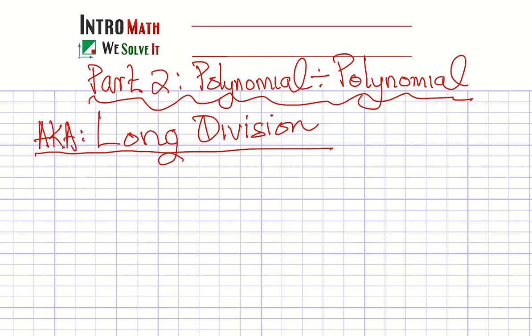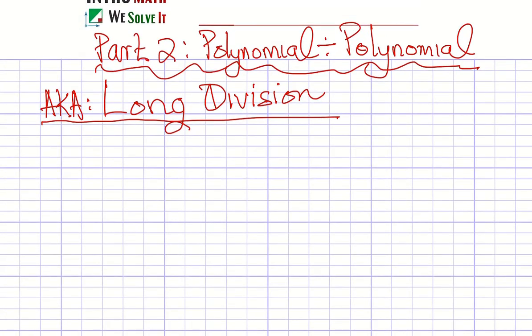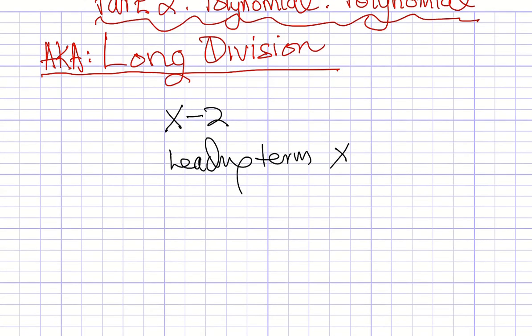Don't forget, if you have a polynomial like this, x minus 2, this is an example. This is a linear polynomial. What is the leading term? The leading term there, you remember we talked about it, the leading term is x. Okay, that's the leading term.